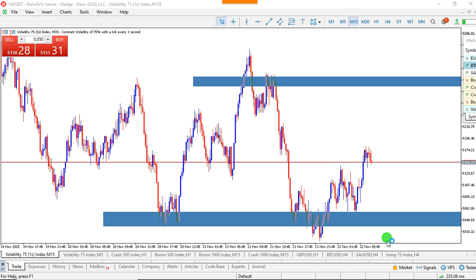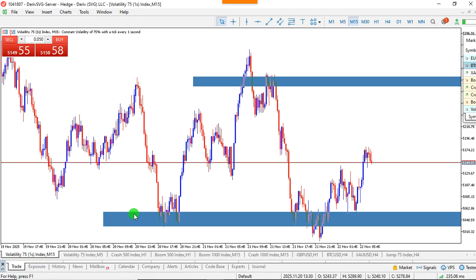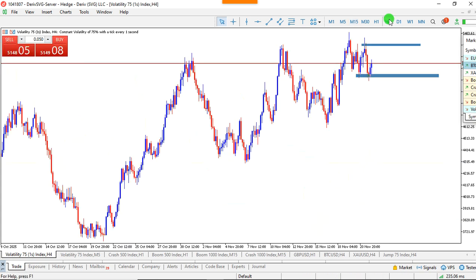That said, let's dive into today's analysis. Okay, so this is a chart of Volatility 75 1 seconds. These are the patterns, or the zones, we marked yesterday. So let's go to our 40 minutes chart to mark our daily highs and lows.